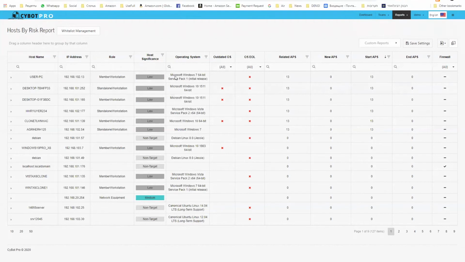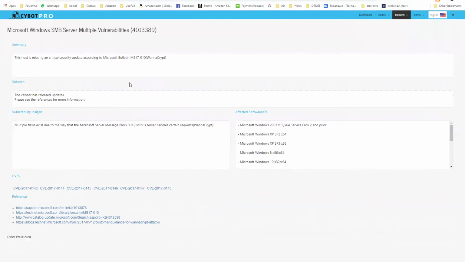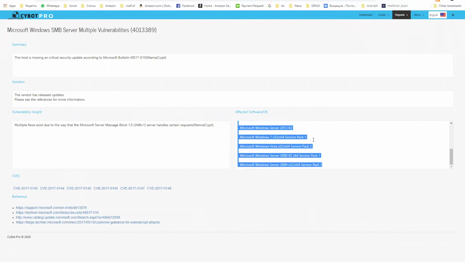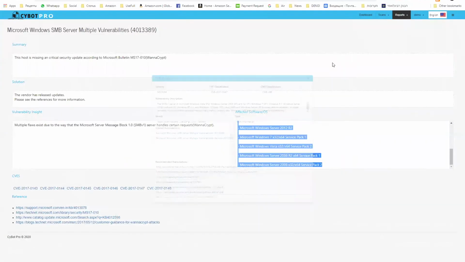First of all, we can export all this data to Excel, and we can open from here the list of server vulnerabilities and see which are exploitable and should be remediated first. If I click on the name of a vulnerability, I will get a private page for that specific one. I will see the name, summary, solution, vulnerability insight, which OS are affected, and which CVEs are part of this specific KB. The main point is that I don't have to look for the solution on the internet. It is possible to just click on one of the links and get exact remediation recommendations.